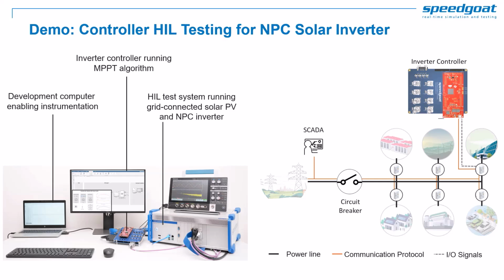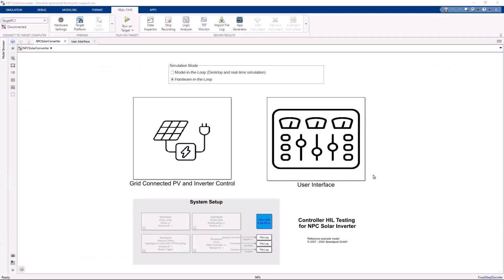The device under test is a microcontroller running the inverter control and MPPT algorithm, as well as an oscilloscope to monitor the voltage and current of the grid and the DC bus of the simulated power system. Let's now switch to Simulink and check our HIL system model.